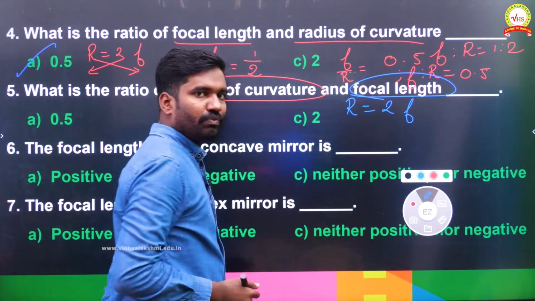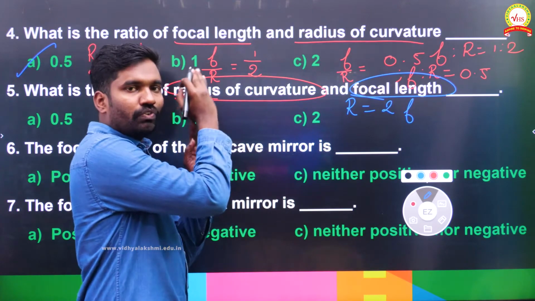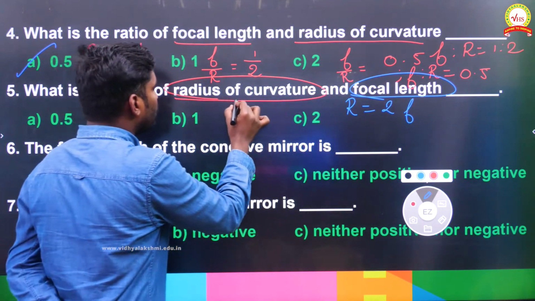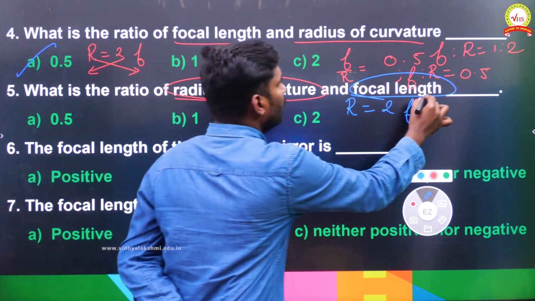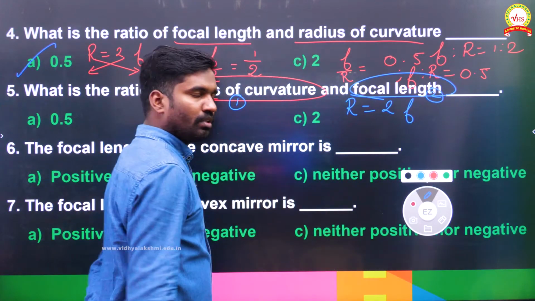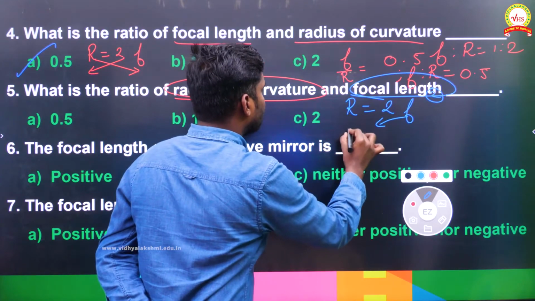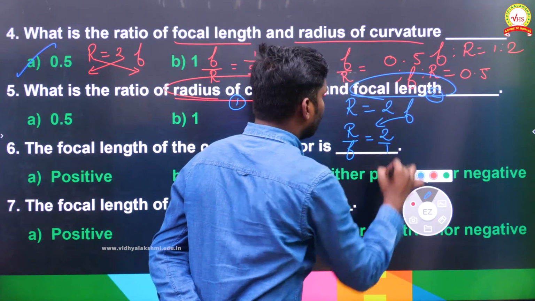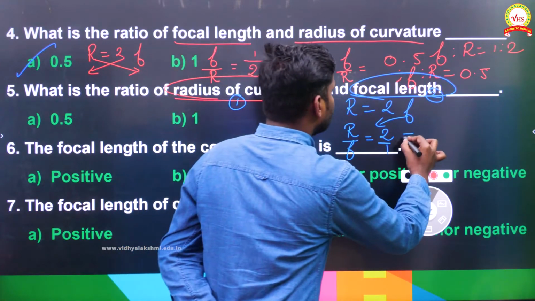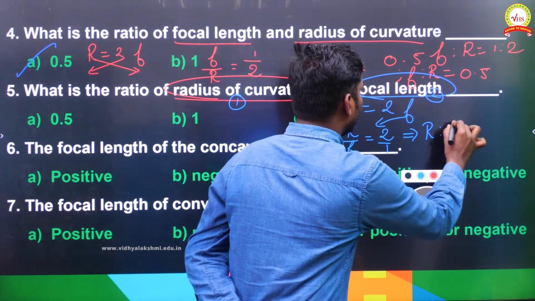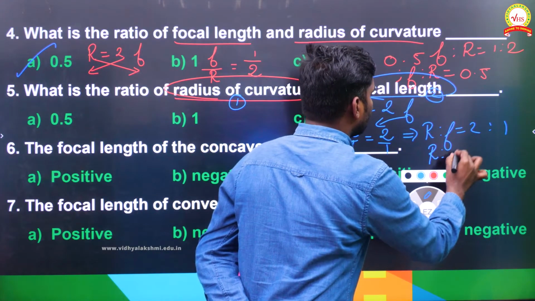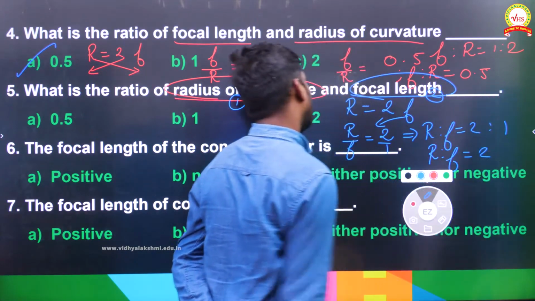In the previous question we solved, they were asking the ratio of focal length and radius of curvature, whereas in this case they are asking the ratio of radius of curvature and focal length. Clear? So we are going to take the f to the other side. So r by f will be equal to 2 by 1. You can write this as r is to f equal to 2 is to 1, or else you can write it as r by f is equal to simply 2.